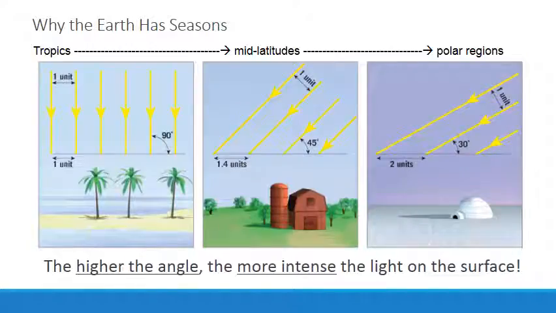This explains why tropical areas, like the area here, experience a consistent higher sun angles throughout the year and have a much higher temperature than the polar regions, where the sun angles are much lower. So here's a polar region.